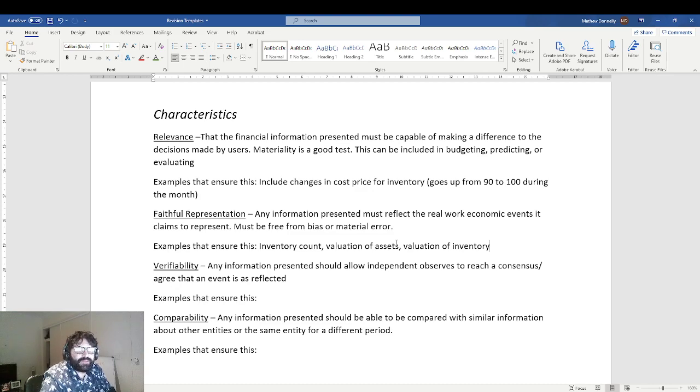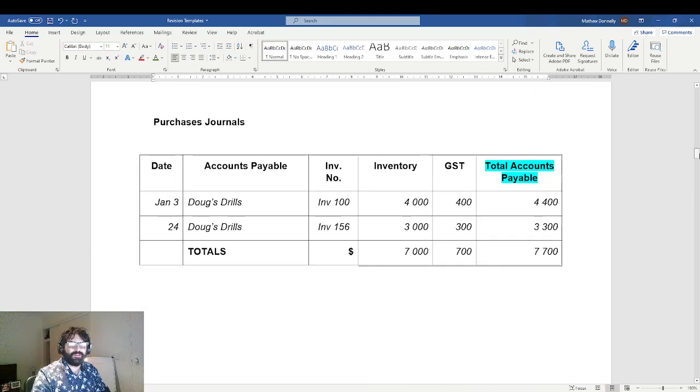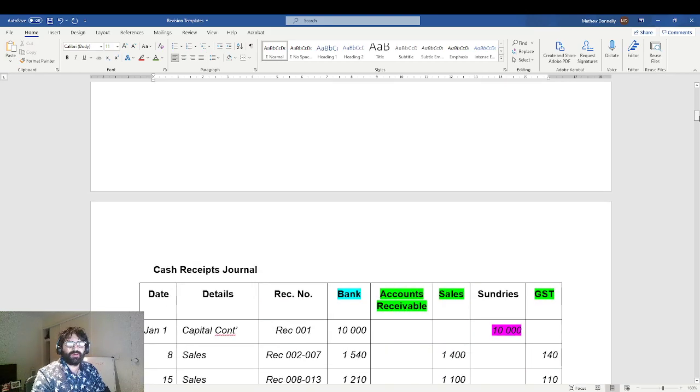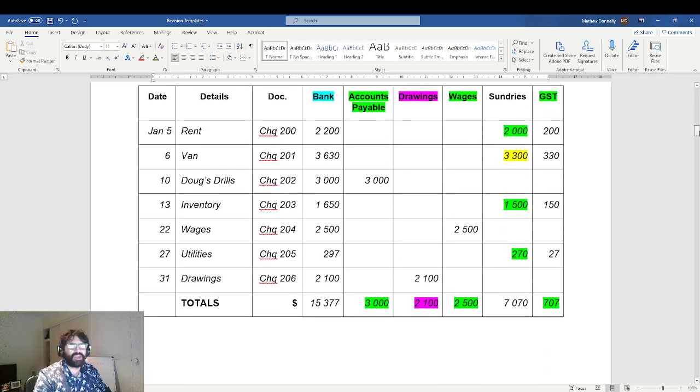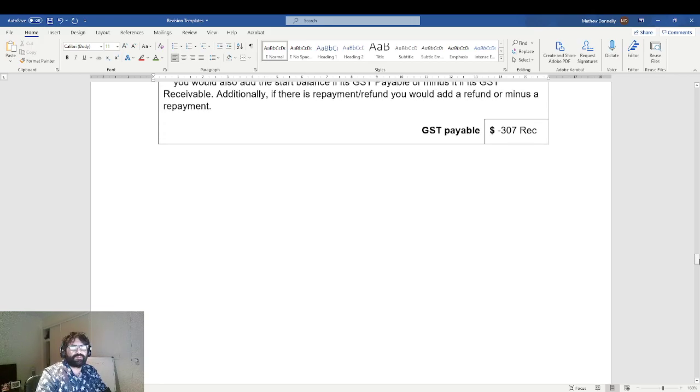Verifiability: any information presented should allow for independent observers, man, my English is weak, to reach a consensus that the event is as reflected. The easiest way to ensure verifiability is by keeping and providing source documents. Now, how do we ensure verifiability in all this information? Quite simply, have a look at our invoice numbers, our receipts, our checks. All source documents. Shocking.